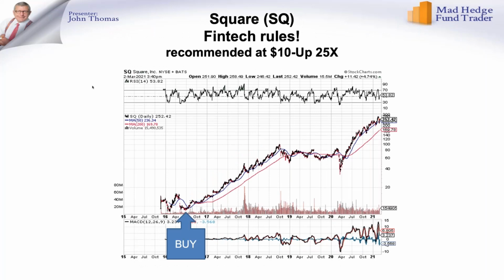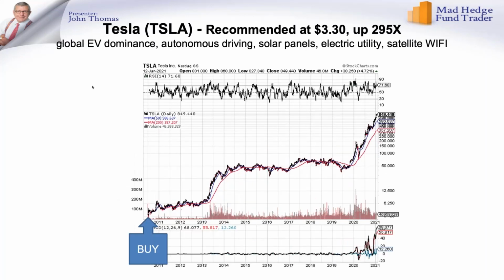Square went up 25 times from our entry point. Turns out in the pandemic, touchless payments rule. And of course, Tesla, the granddaddy of them all, in at $3.30. It went to $9.04. That's up 295 times off the back of global EV dominance, autonomous driving, solar panels, dominance of the power grid, and their satellite Wi-Fi network.